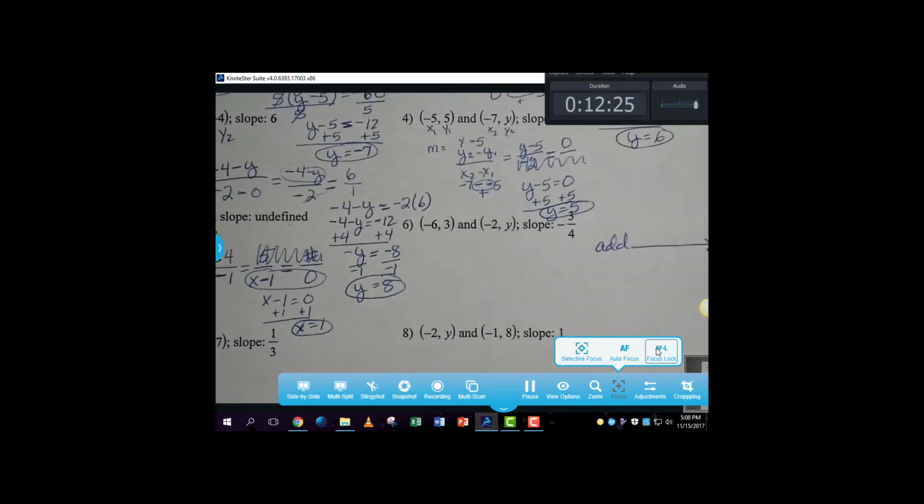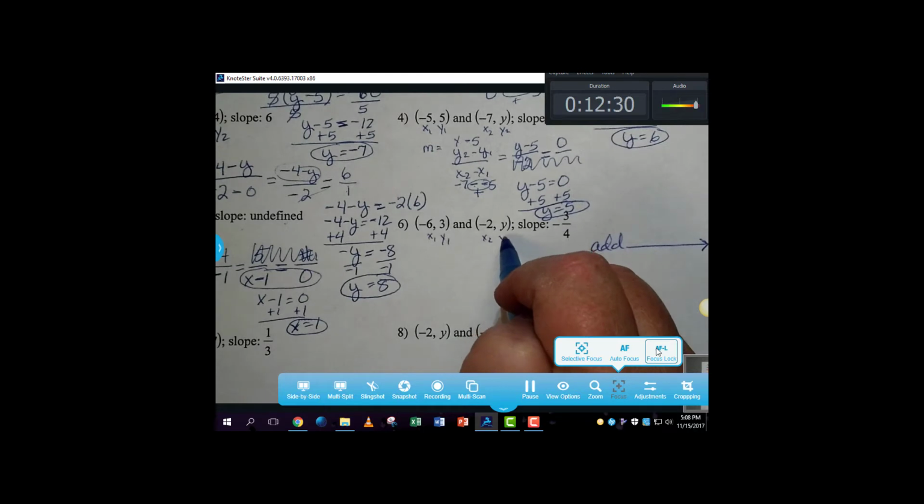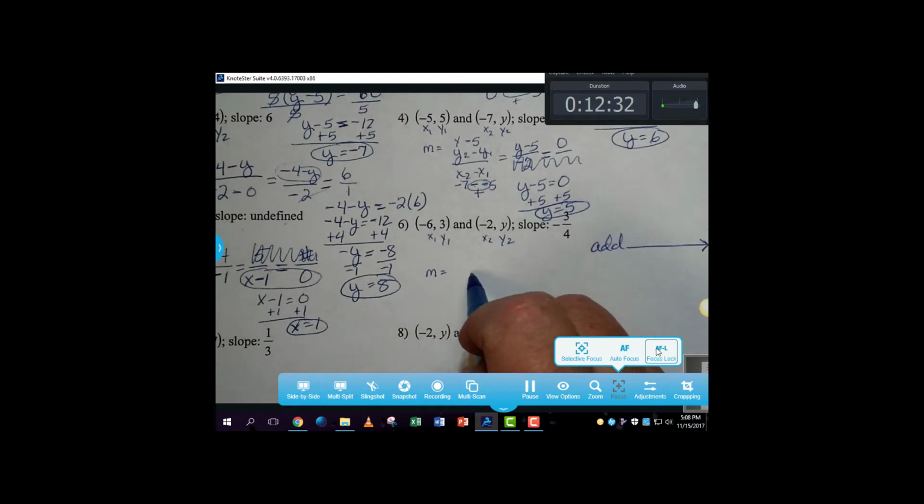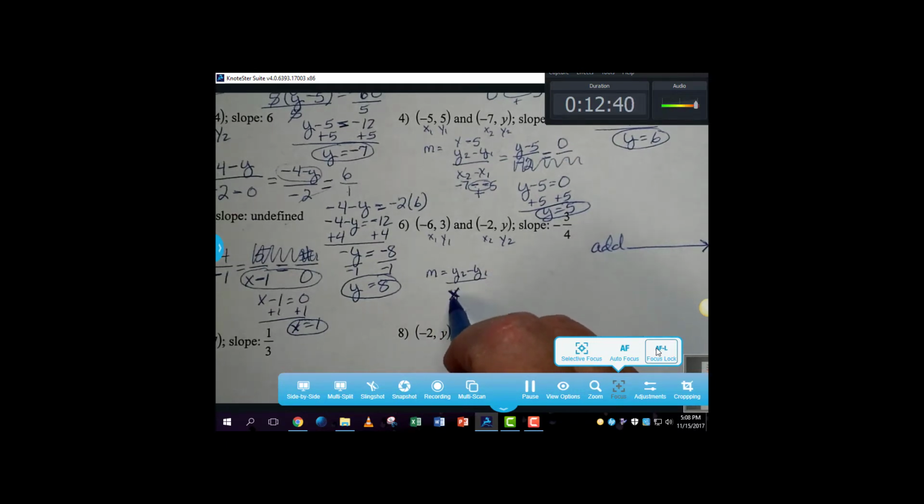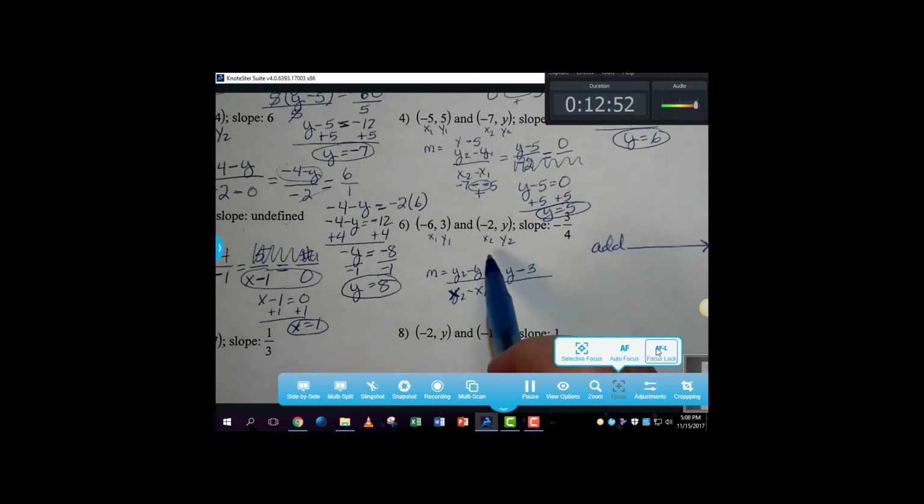Okay, number 6, I've got x1, y1, I have x2, y2. I have the slope is equal to the change in y, which is y sub 2 minus y sub 1, over the change in x, which is x sub 2 minus x sub 1. So I'm going to have y sub 2, which is just y, minus y sub 1, which is 3, divided by x sub 2, which is negative 2, minus from the formula, and then x sub 1 is negative 6.